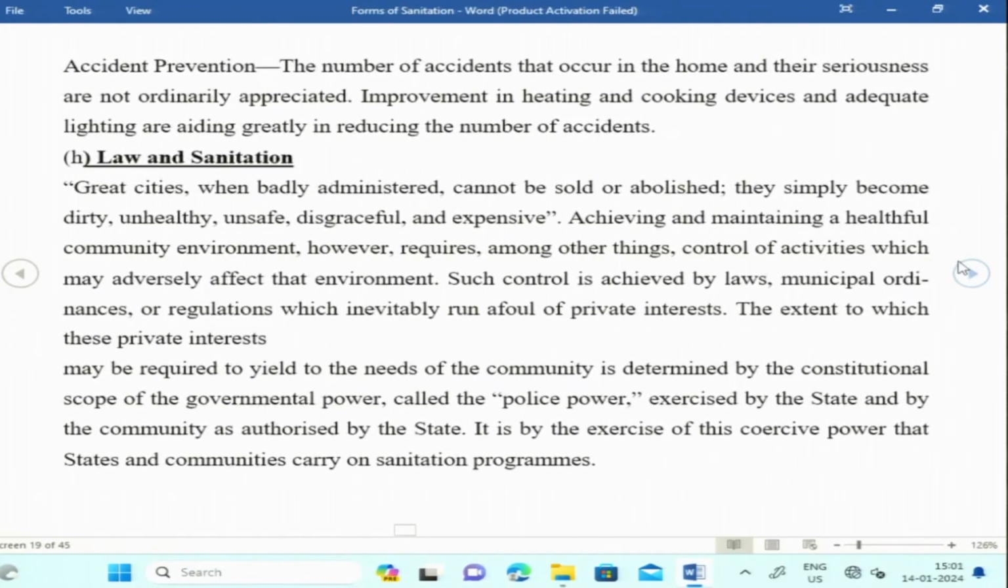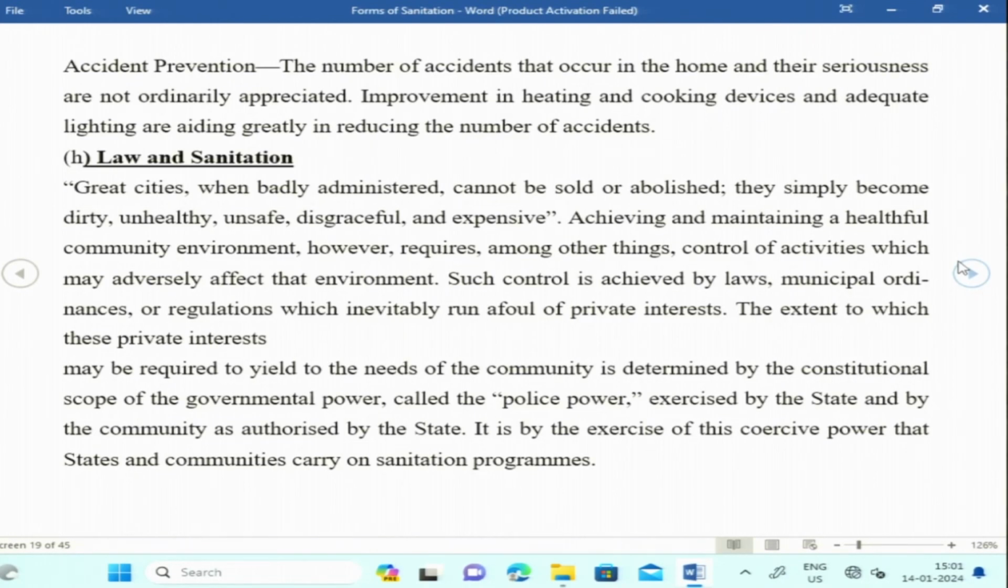So, we also have to safeguard the issue of accident prevention, which of course is sometimes related to poor conditions, the locations, the setting, and for that we have to have improvement in the heating and the cooking devices. We have to have proper electric fittings. All these things can reduce accidents, and that is where the so called household sanitation has to be dealt with.